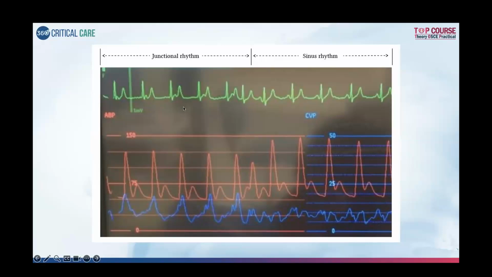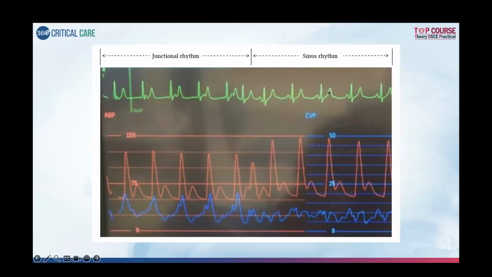You can't see the P waves there. Can you see here? You can't see the P waves here. So you will have a junctional rhythm where the right atrium is contracting against a closed tricuspid valve, thereby increasing the pressure inside the right atrium, causing a high pressure representation or canon A waves.